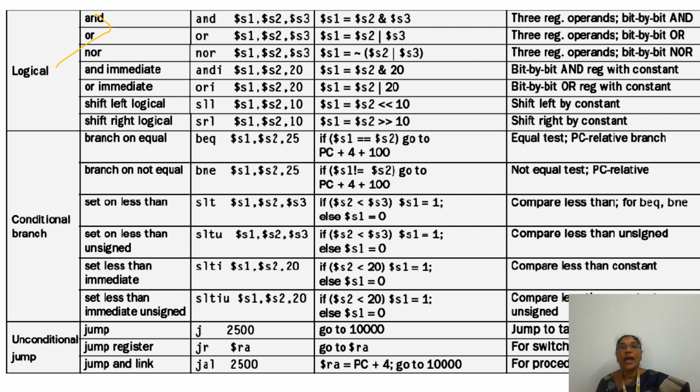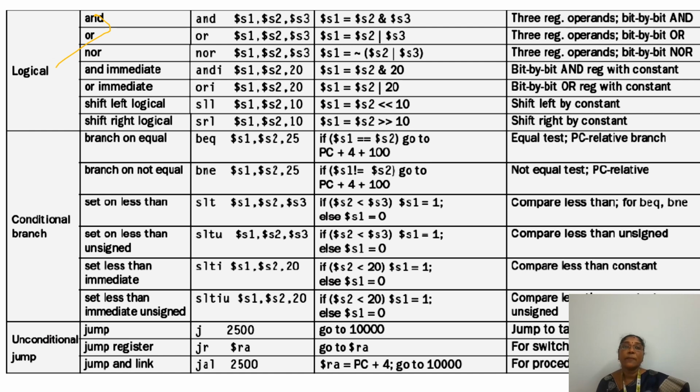So if you are going to do AND, you have to write the instruction as AND $S1, $S2, $S3. These are the various registers we have seen in the MIPS architecture. So what is the meaning of this instruction? The content in the register S3 and the content in the register S2 have to undergo a bitwise AND operation, and the result has to be stored in the target, that is the destination register S1. Bitwise AND operation, OR operation, NOR operation.